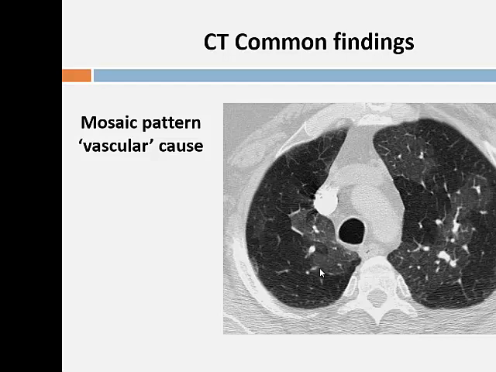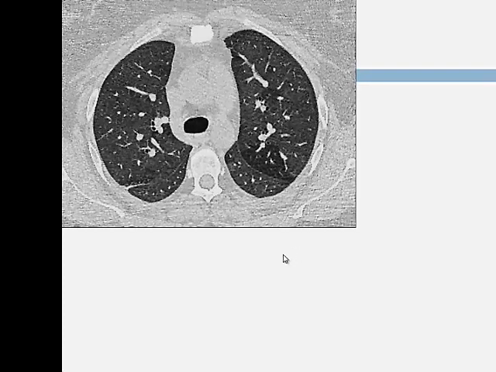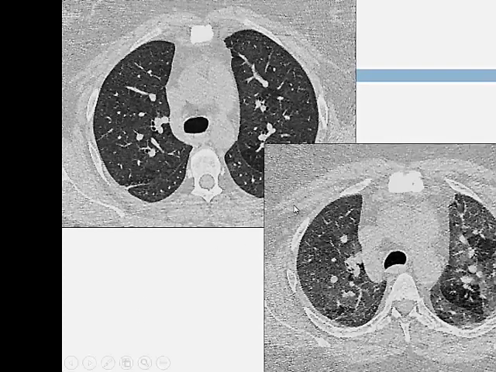Then you have to do your expiration film. If you've got air trapping, the black lung stays black, because the air is trapped in there. It doesn't expire when you get them to breathe out. So again, kind of examples of mosaic attenuation. And it can be relatively subtle.